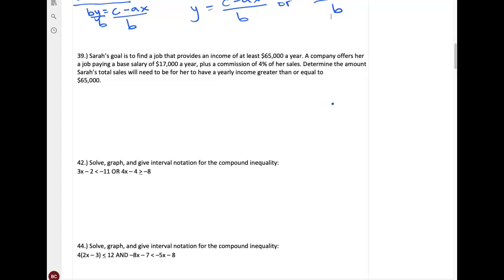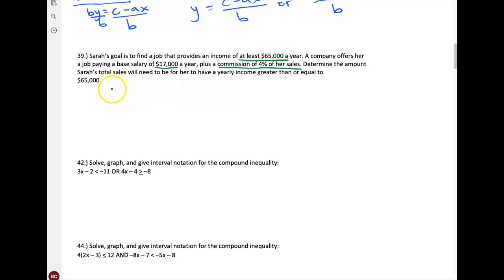So Sarah's goal is to find a job that provides an income of at least, right, so there's an important part, at least $65,000 a year. The company offers a job paying a base salary of $17,000 a year plus a 4% commission of her sales. Determine the amount of Sarah's total sales so that she can get a yearly income greater than or equal to $65,000.